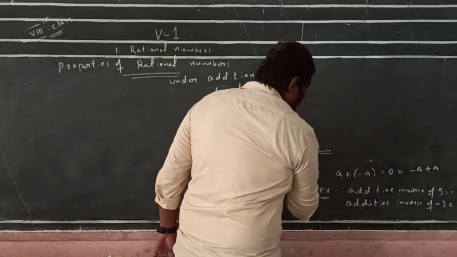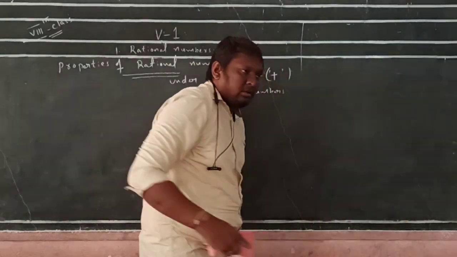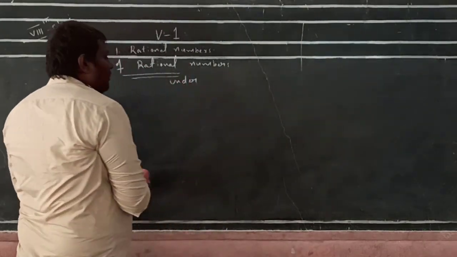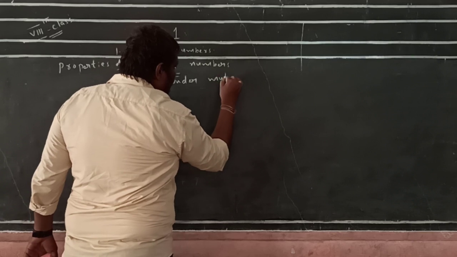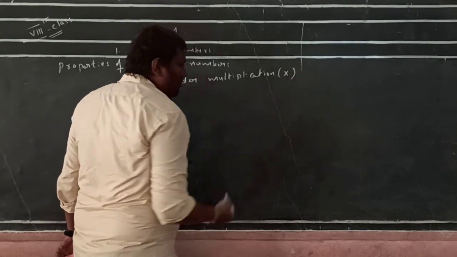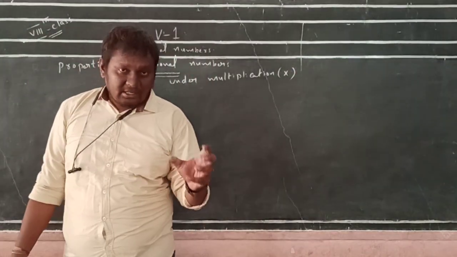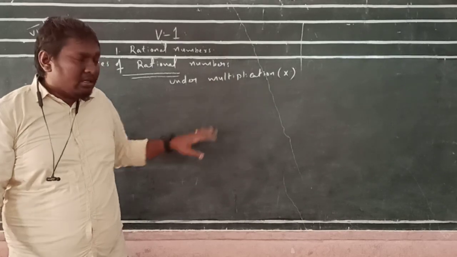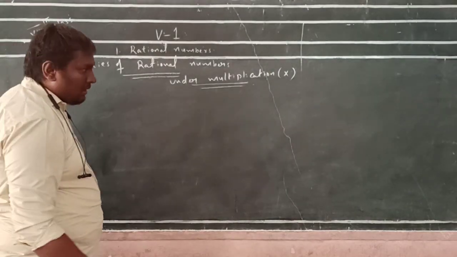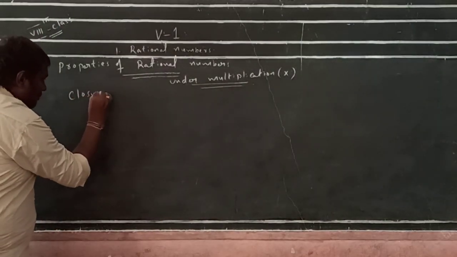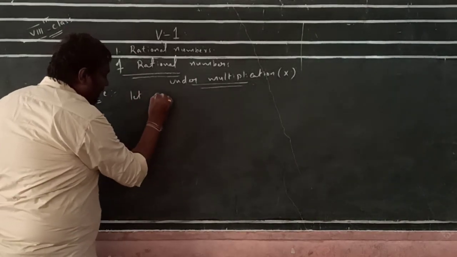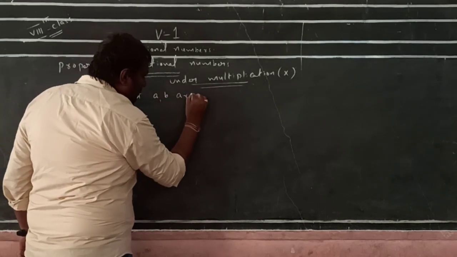In addition, you have to understand it so you can do multiplication easily. Easily do the problems with multiplication. If you understand addition, then you can easily understand multiplication. You can see the first property is closure. The closure property is the same as that: you take A and B as two rational numbers.